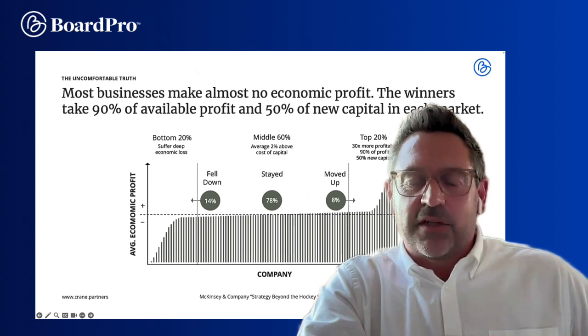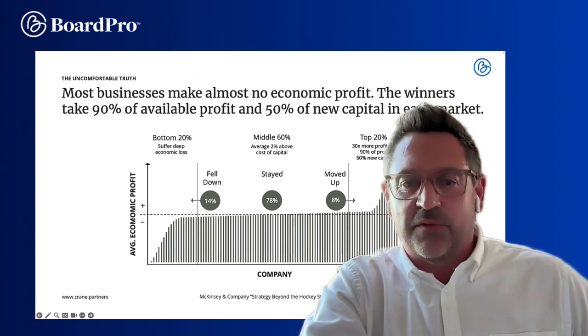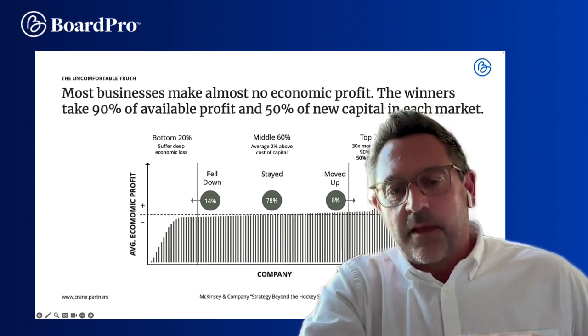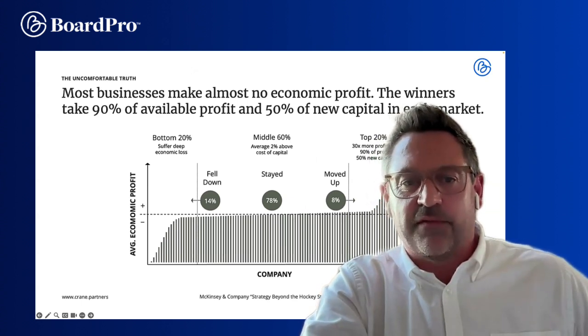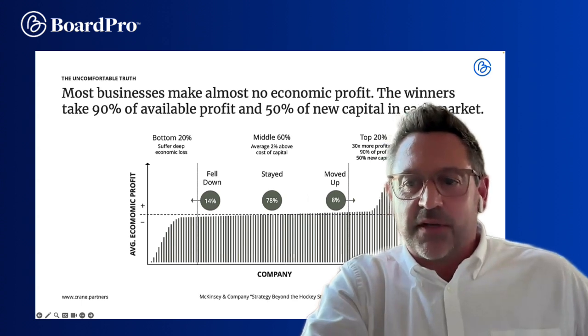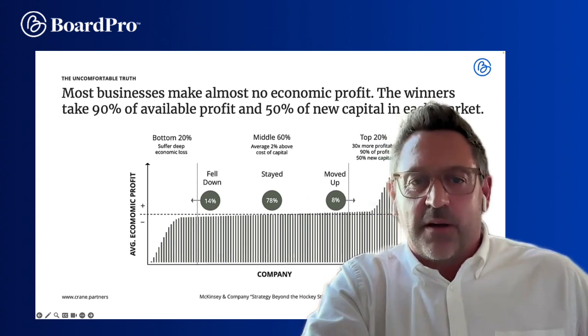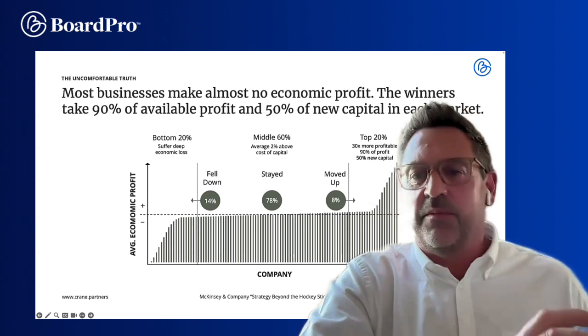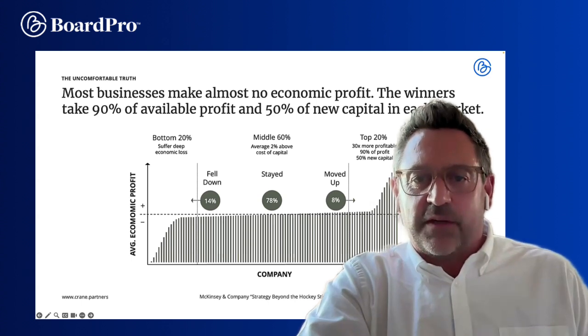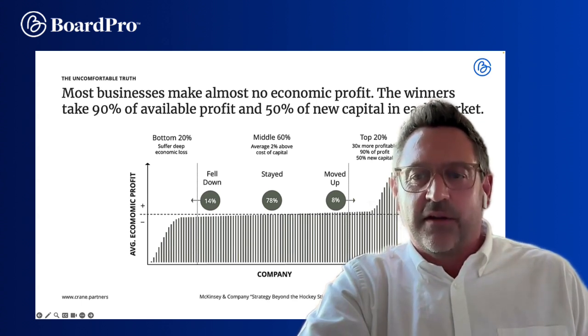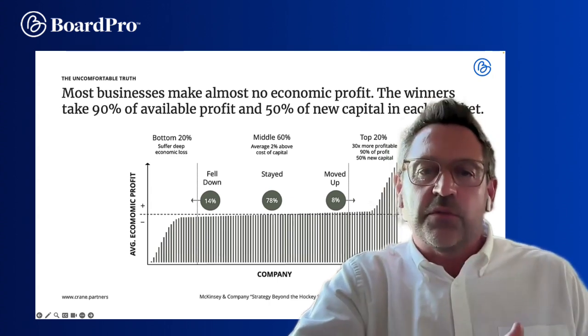And the numbers are pretty revealing, actually. If you graph the economic profit of every company in any particular market, in any particular segment, about 20% of companies over a period of about 10 years will suffer deep economic loss. About 60%, the majority in the middle, will recover about 2% above their cost of capital, which means they've worked incredibly hard for a very small return. And about 20% take most of the profit, in fact about 90% of the profit, and therefore attract about 50% of new capital that's available in their segment. That's quite significant when you think about the difficulty there is to move up this curve.